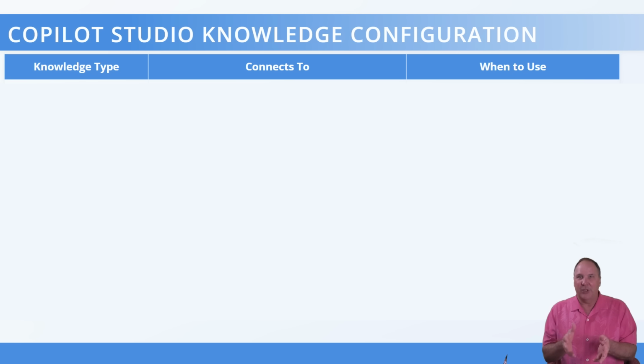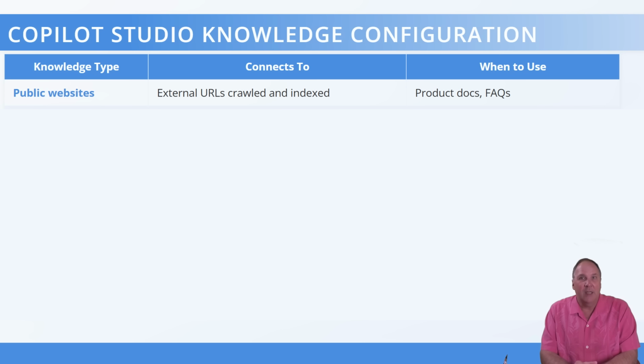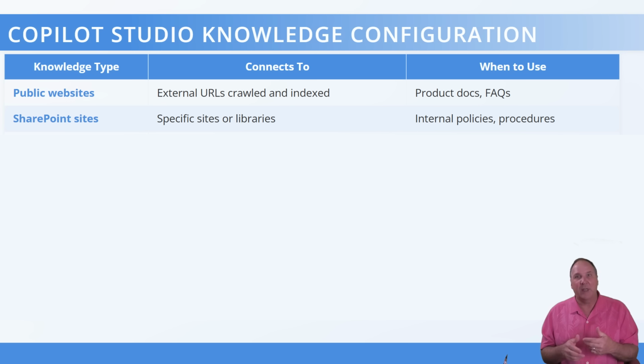When you build an agent in Copilot Studio, you configure knowledge sources in the authoring canvas. There are 5 types. 1, public websites. Give the agent a URL and it crawls and indexes the content. That's good for product documentation and FAQs. Next, SharePoint sites. Point at a specific site or document library for internal policies and procedures. The agent inherits SharePoint's security model.